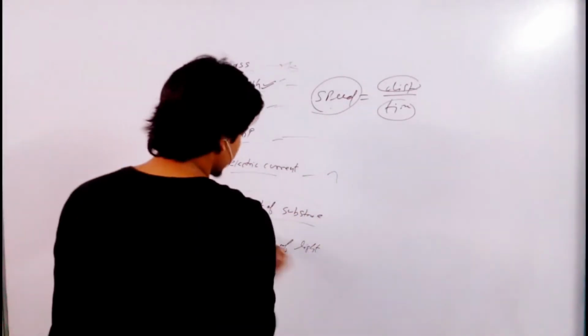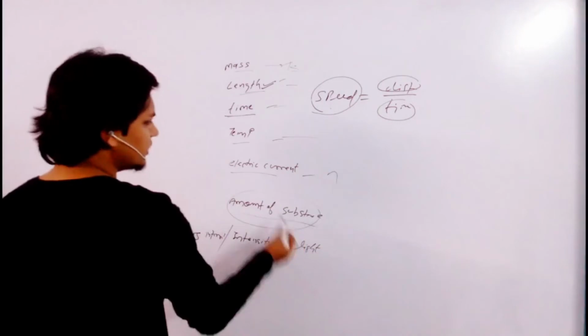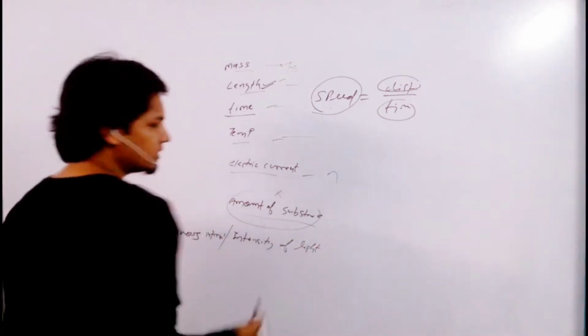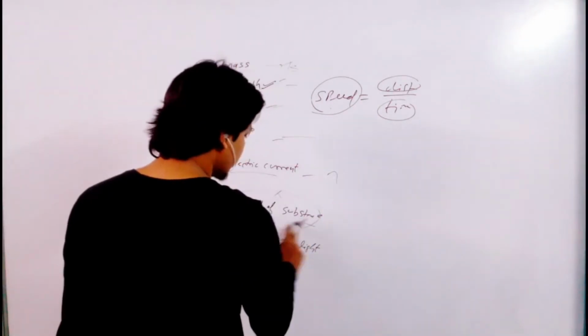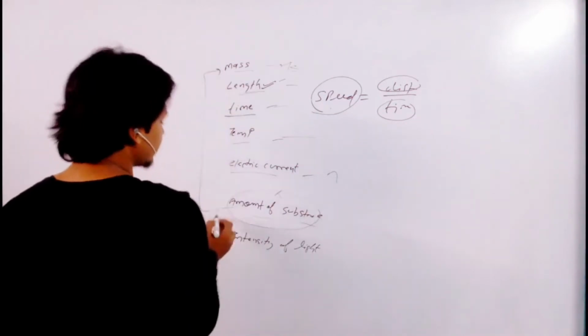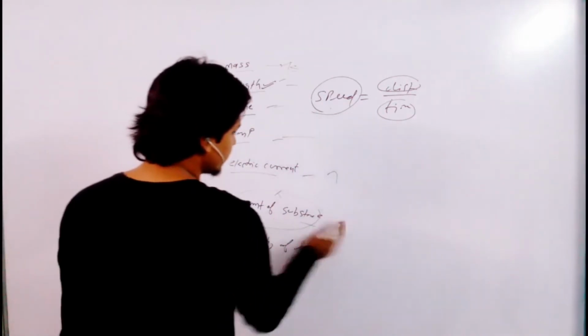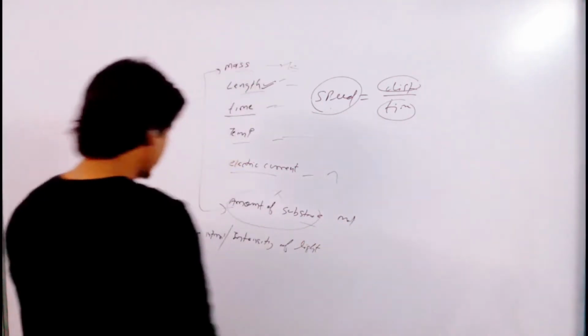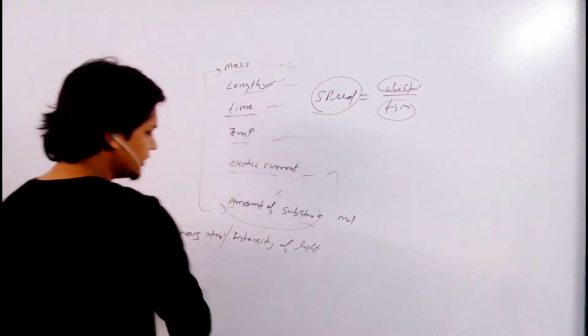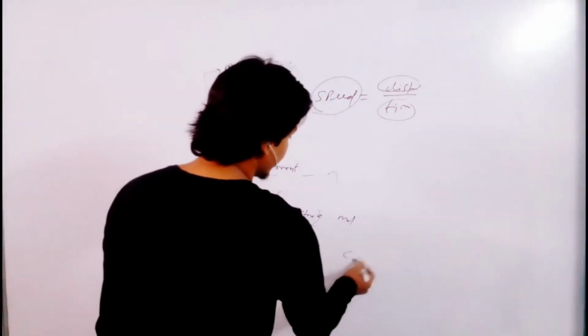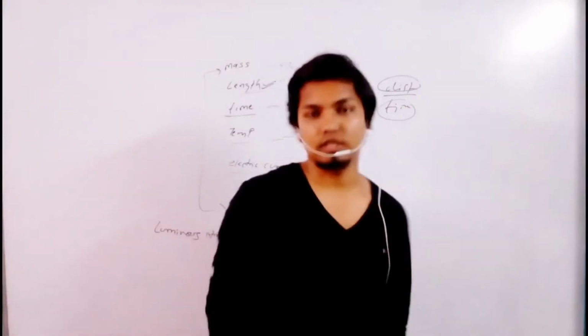Here this is amount of substance. Amount of substance is not mass. Amount of substance is mole. This is a different quantity, don't be confused with mass. So amount of substance has the unit mole. And the last one is luminous intensity or intensity of light. We say candela. Candela is the unit for the 7th one.